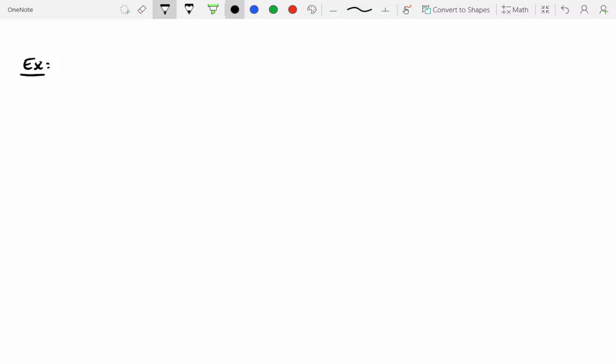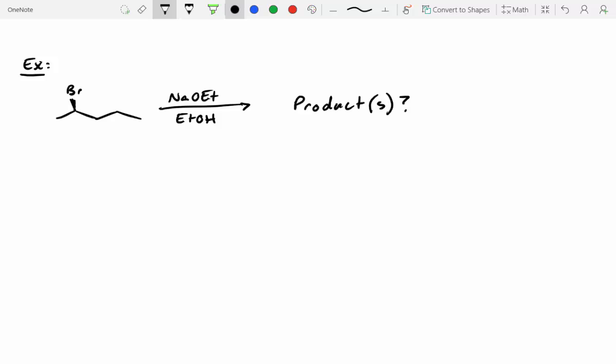Okay, the first example is we've got sodium methoxide and we've got ethanol as our solvent. And we've got to determine what product or products we will get out. So I'll give you guys a minute to work on this, but try to talk it through with your partner.